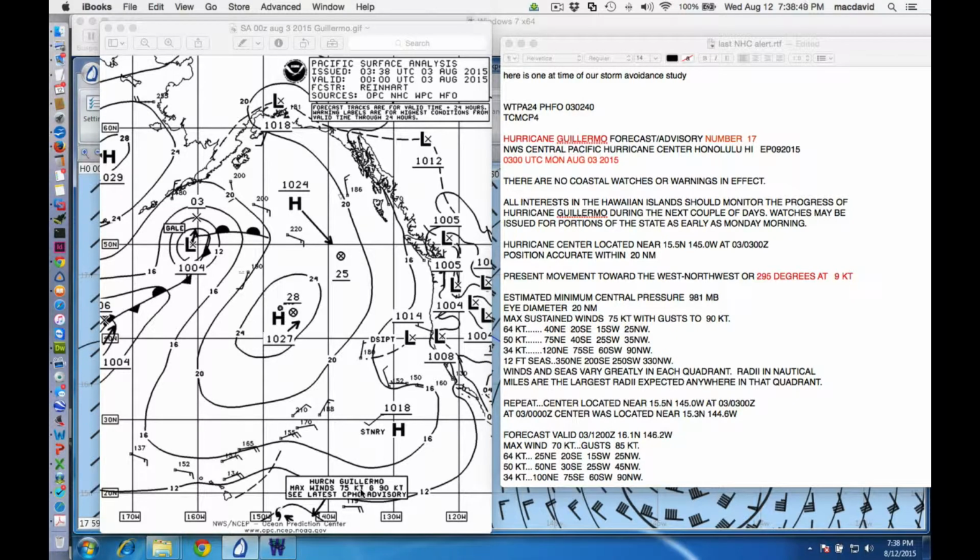Anyway, this advisory here is right here. Here's an example of one, and this is from the Central Pacific Hurricane Center in Honolulu.